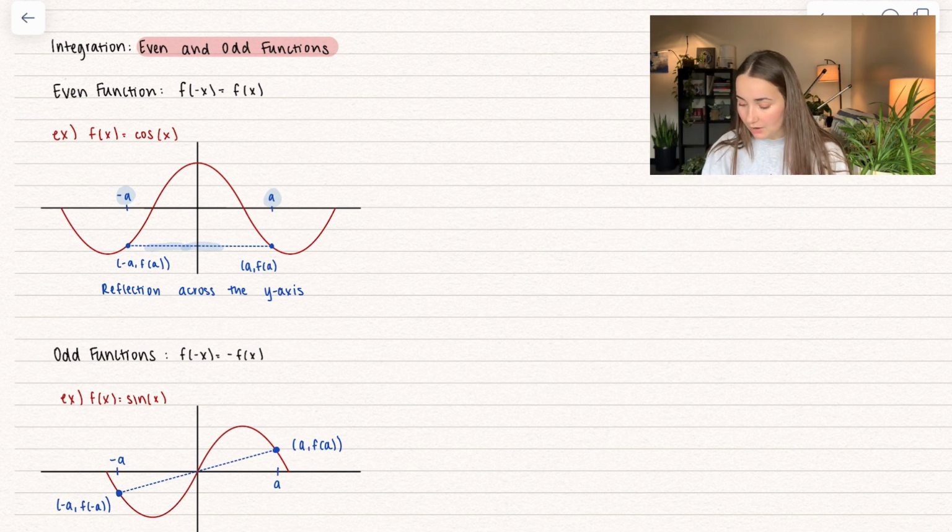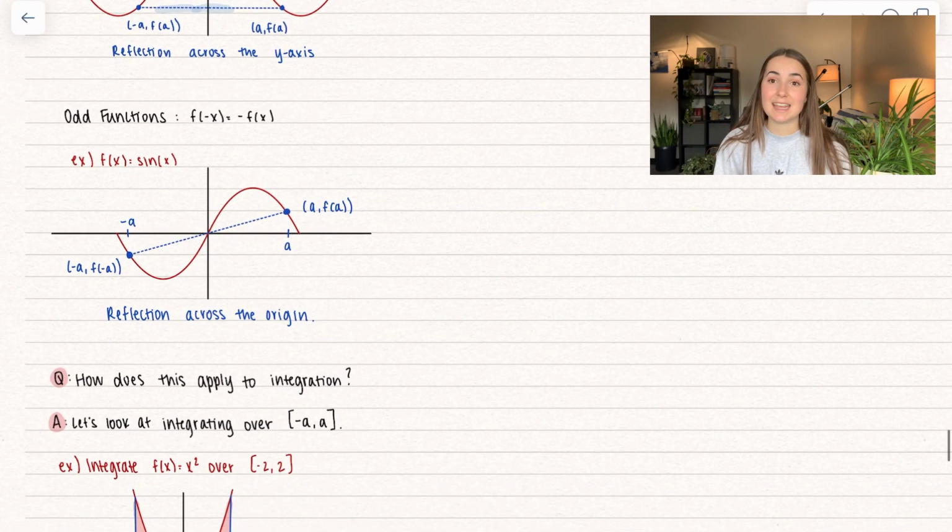So let's talk about odd functions. In this case, the negative value doesn't go away, but it's like you can pull it out of the function. So f of negative x is equal to negative f of x. And so our example here is sine of x, and this is when the function reflects across the origin.